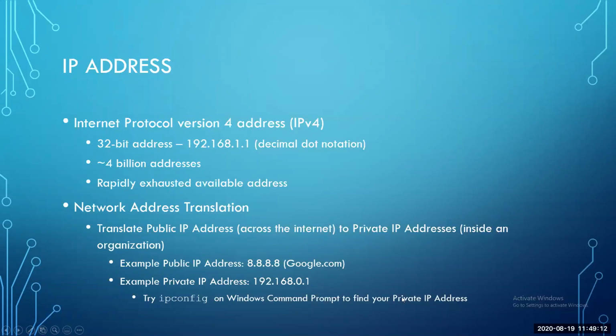If you have a Windows PC and you want to see your IP address, open a command prompt and type in ipconfig, and you'll see it.